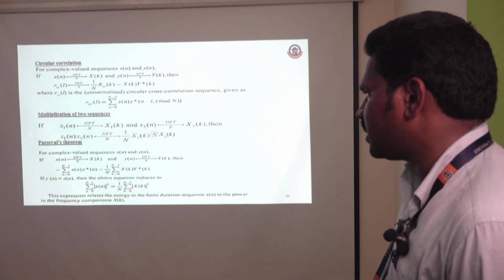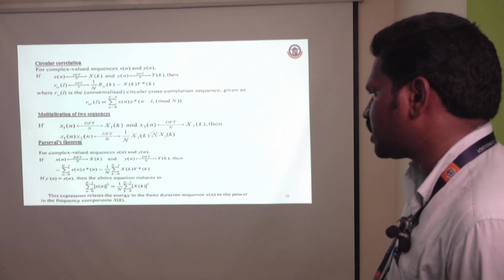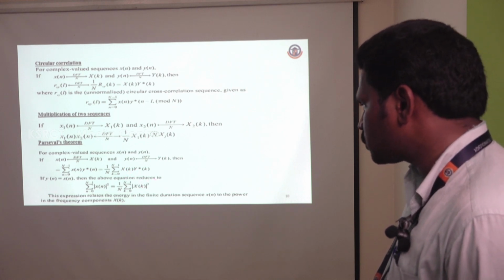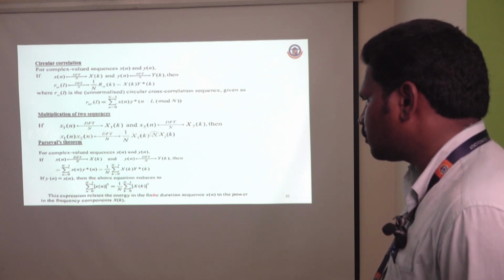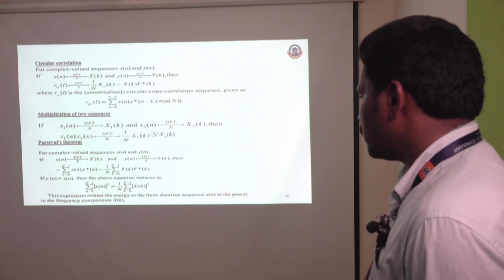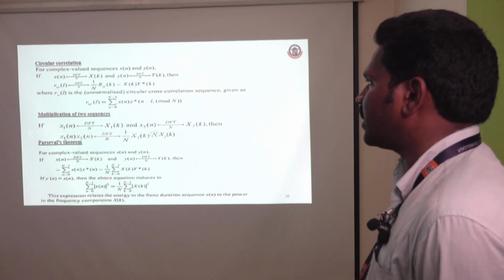N is the number of samples, 1 by N summation k from 0 to N minus 1, x of k and y of k are equivalent. Therefore, modulus of x of k squared. So this theorem is said to be a power relation. This expression relates the energy in the finite duration sequence to the power and the frequency component of x of k.